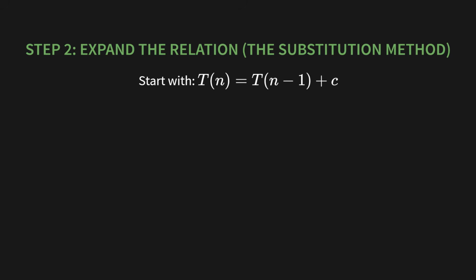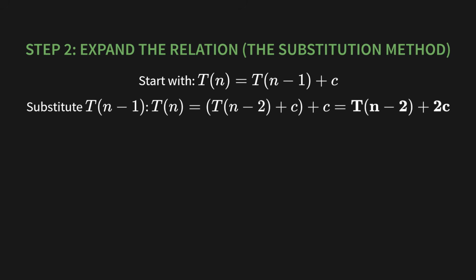We'll use what's called the substitution method. We're going to walk through this together. Start with our formula. T of n equals T of n minus 1 plus c. Now, what is T of n minus 1? Well, using our own formula, it's T of n minus 2 plus c. So let's substitute that in. That simplifies to T of n minus 2 plus 2c.